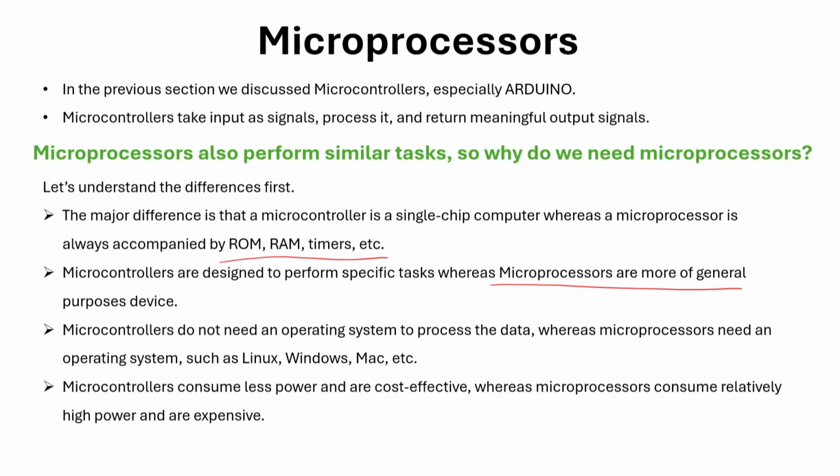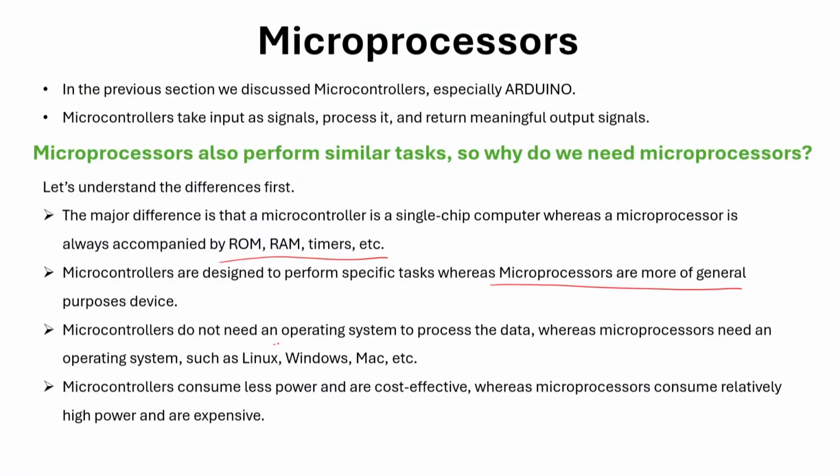Okay. I can give you an analogy, like we have the peripheral nervous system and the central nervous system. Peripheral nervous systems are somewhat like microcontrollers, which are specific to a task. On the other hand, our brain, which can do all sorts of things, is more like a microprocessor system. So, microcontrollers do not need an operating system to process the data, but microprocessors do, and Linux, Windows, Mac, any one of them we can use. Microcontrollers naturally consume less power and are cost effective, whereas microprocessors are more expensive.